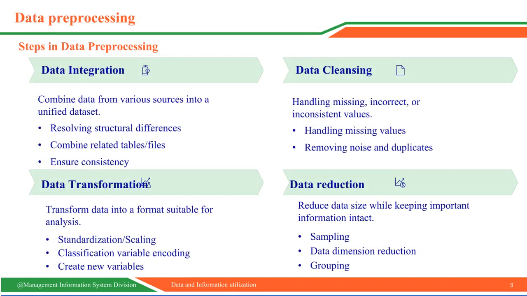Key steps in data preprocessing. Data integration. Combine data from multiple sources, e.g., Excel, sales systems, and website data. Data cleaning. Handle missing values, e.g., replace with mean or remove duplicates, and fix formatting errors. Data transformation. Standardize/scaling. Encode categorical variables, e.g., gender 0 for male, 1 for female, or create new features. Data reduction. Sampling or dimensionality reduction to speed up analysis while retaining important information.